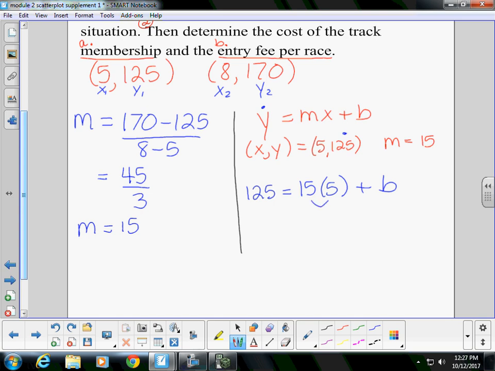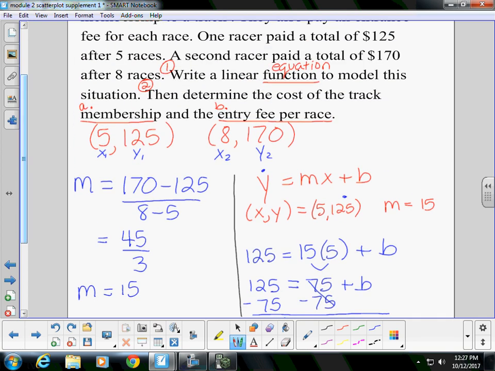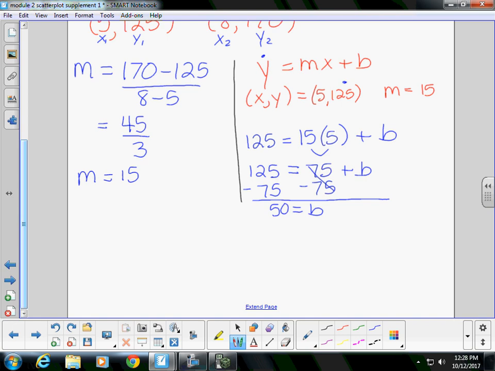Okay, multiply first. And then do the opposite. So that cancels out. 125 minus 75 is 50. So b is 50. So the equation, which was the first thing we had to find out, is y equals 15x plus 50. So that's the equation.